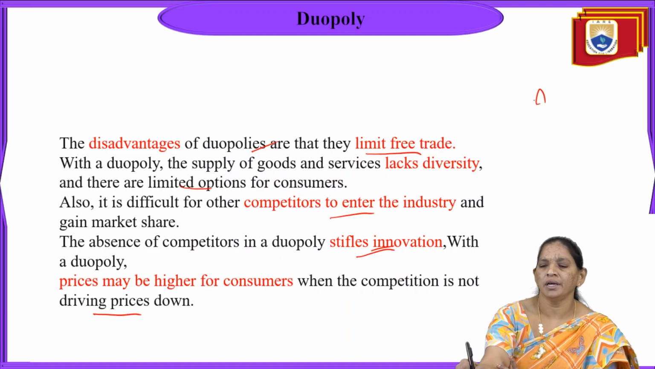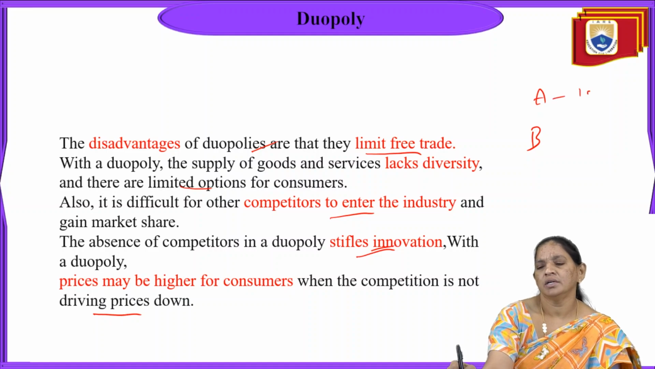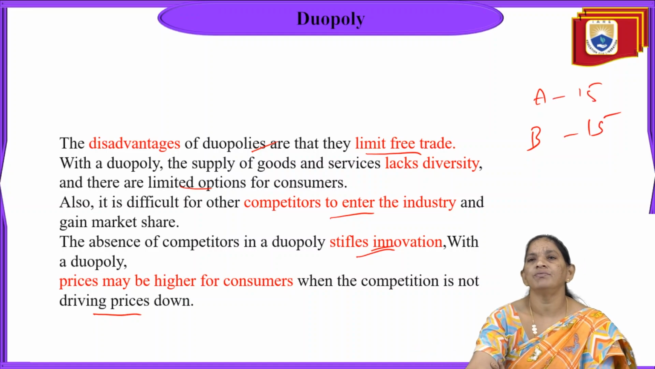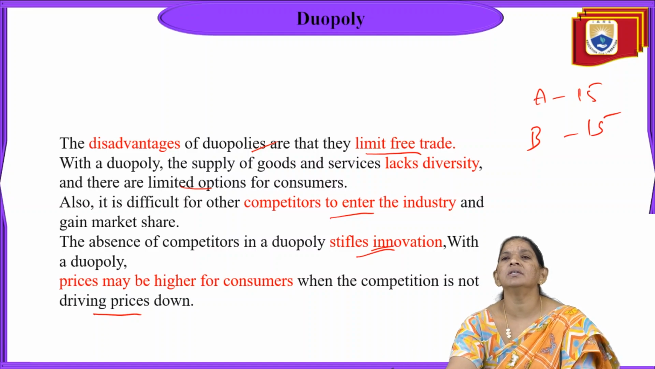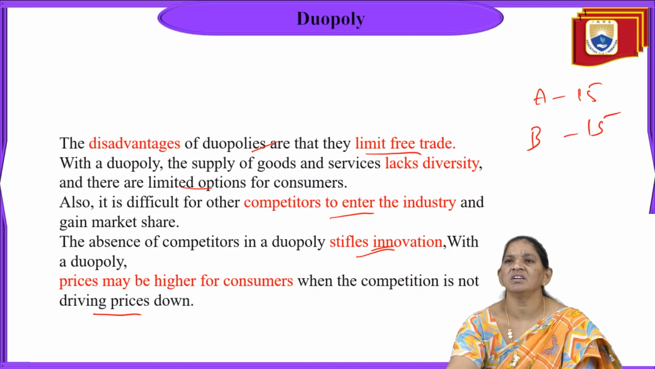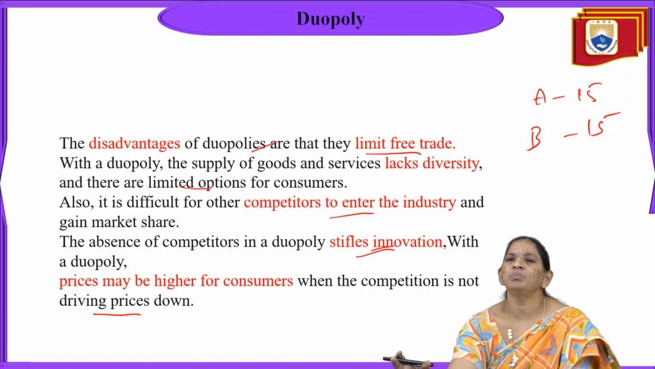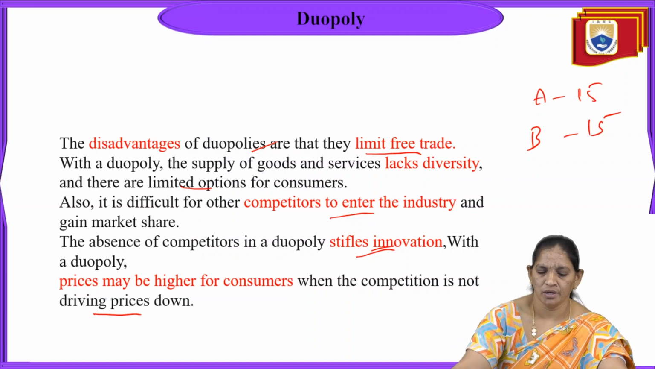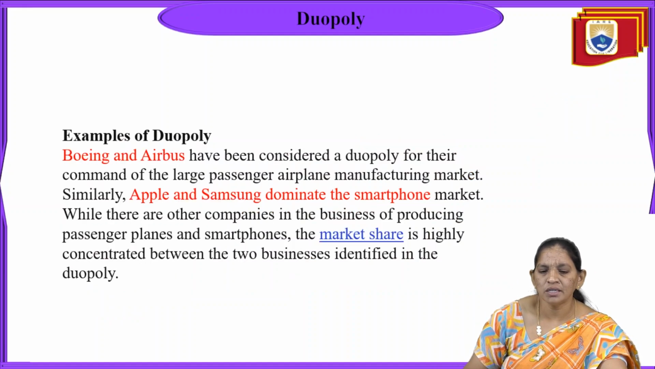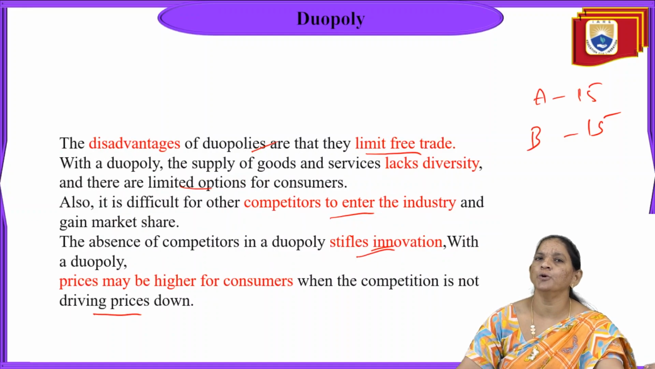For example, A and B. Already they are providing at 10 rupees, and they want to increase it: A also 15 rupees and B also 15 rupees. When both come to the same price, automatically the consumer does not have a choice. A or B, he can purchase at the same price. So the consumer has to accept whatever price these two companies provide. These are some of the disadvantages we have seen relating to duopoly.